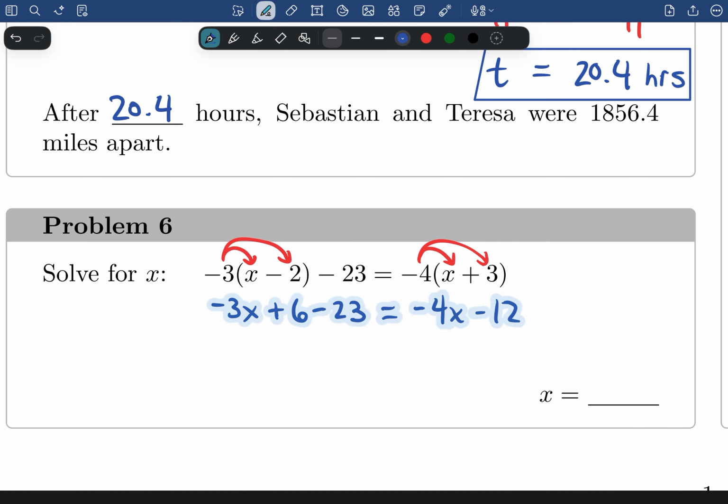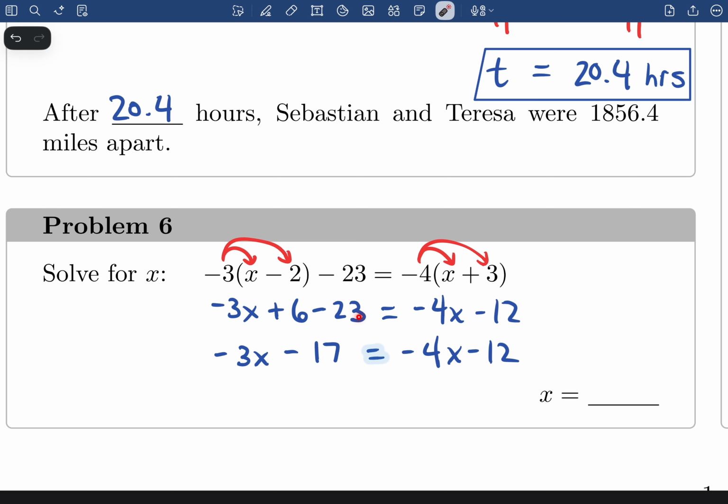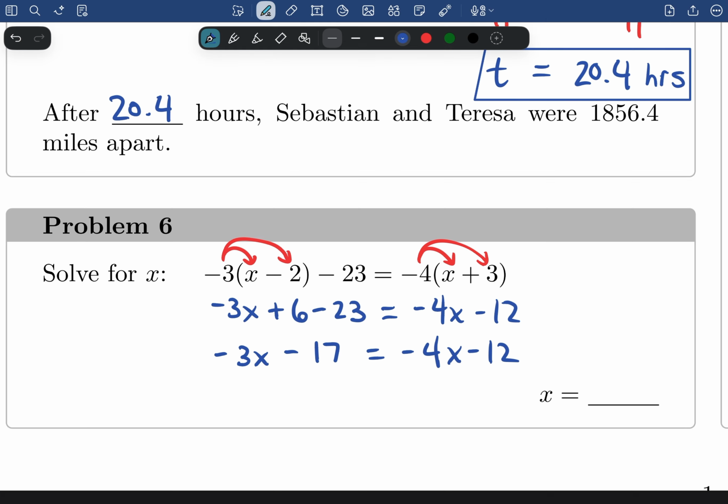And now I'm going to combine like terms on the same side of the equation. I see constants like 6 minus 23, which gives me a negative 17, right? So I could clean things up a little bit, just adding these constants together, getting negative 17. Now I want to get all my terms with x on one side and all the constants on the other, because that's how we solve linear equations. That's one strategy for getting it done. So I'm going to add 4x from right to left, add 17 from left to right.